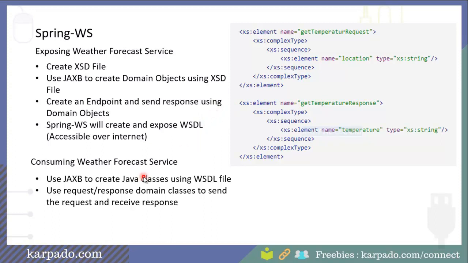On the other end, whoever wants to consume this service, like in our case the flight booking service willing to consume the weather forecast service, we will again use the JAXB plugin to create the domain classes using the WSDL file that was published over the internet. Then, using those request and response domain classes, we would send the request and receive the response. Well, this is at a very high level. Down the line, we'll have some examples that we'll understand even better.